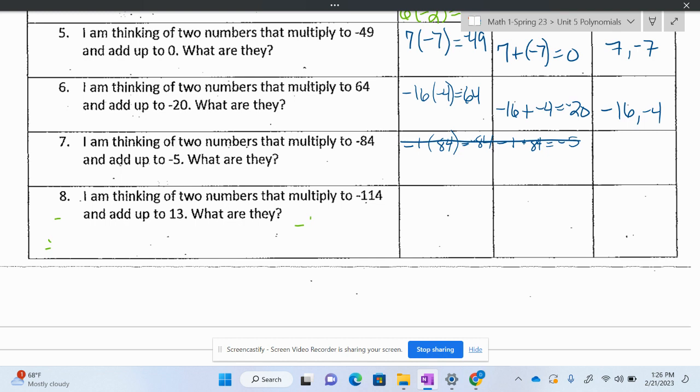So let's look at these. So factors of 84, let's see. 4 and 21, there's no way the difference of that is 5. 6 and 14, let's see. If one is positive and one is negative, 14 minus 6 is 8. I'm getting closer. What about that one? One's got to be positive, one's got to be negative.